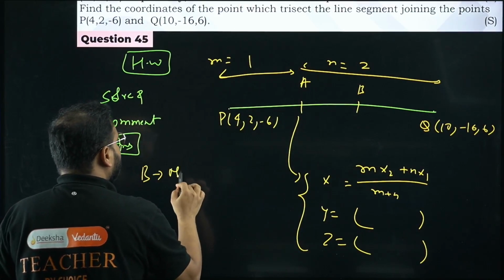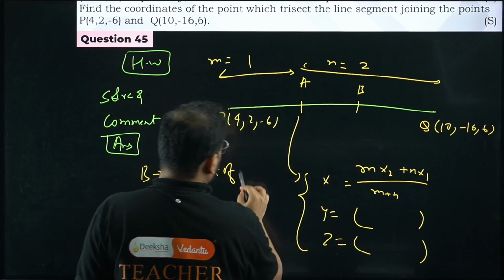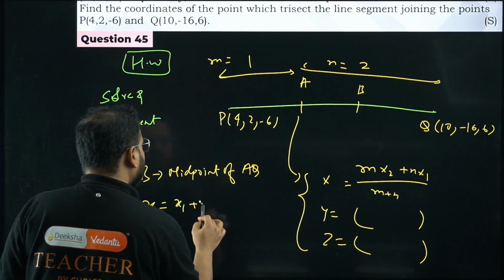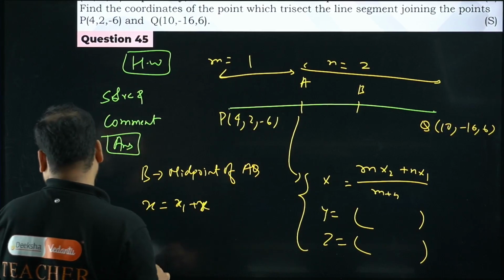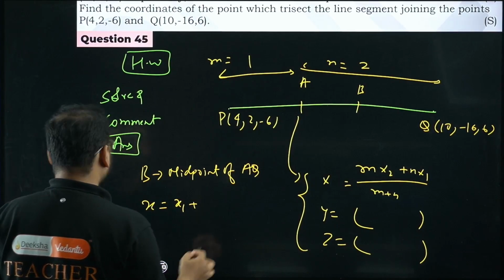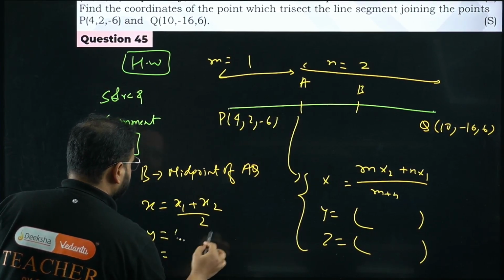For B point, use the midpoint of AQ. What's the formula? X will turn out to be x1 plus x2 by 2. Same for y and z.